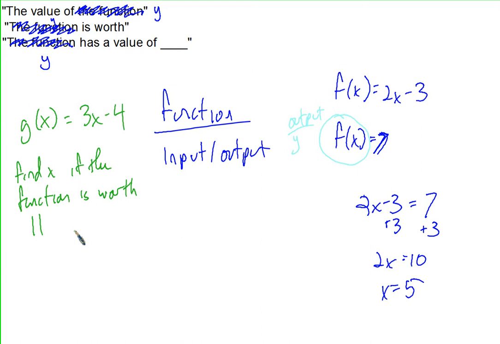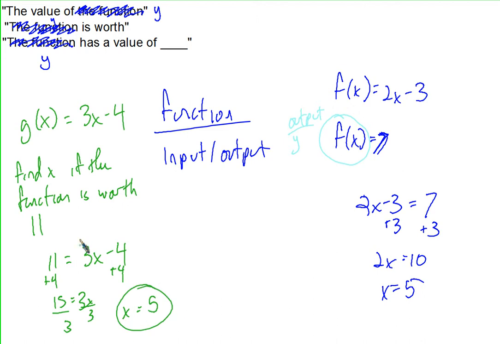Okay, so hopefully we have worked on that for a bit. If the function is worth 11, and the value of the function is its output, then 11 is the output. And here is the part of the function that tells you what the output will be. It gives you the output when you plug in a value of x. So if you want to figure out what that value of x is, we'll add 4 to both sides. 15 equals 3x, divide by 3, and x equals 5. So the function was worth 11, meaning the output was worth 11, and the input was worth 5.